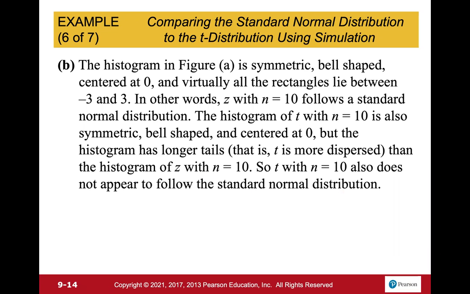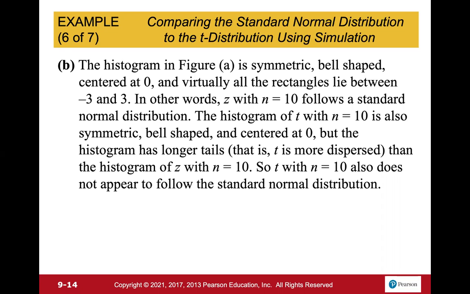For B, the histogram of figure A is symmetric, bell-shaped, centered at 0, with the rectangles lying between -3 and 3. In other words, Z with n equaling 10 follows the standard normal distribution. The histogram of T with n equaling 10 is also symmetric, bell-shaped, and centered at 0, but the histogram has longer tails than the histogram of Z with n equaling 10. So T with n equaling 10 also does not appear to follow the standard normal distribution.